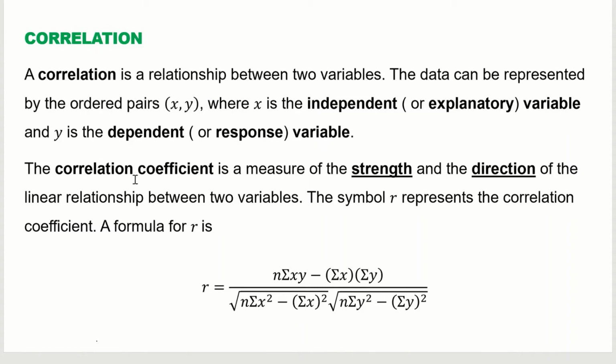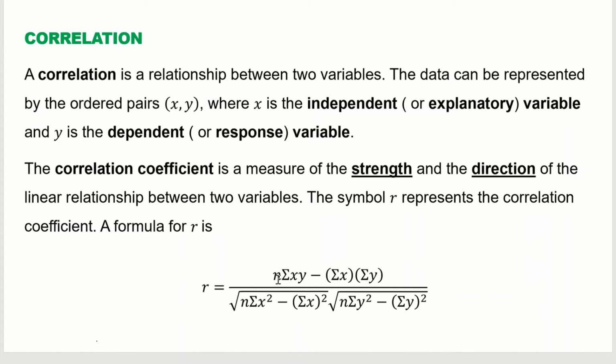But in correlation we calculate r, which is called the correlation coefficient. It measures the strength and direction of linear relationship between two variables. When I say strength, whether they are strongly positive, strongly negative, weak positive, weak negative, or there is no relation. So that can be measured using the correlation coefficient. And this is the formula to calculate the correlation coefficient.